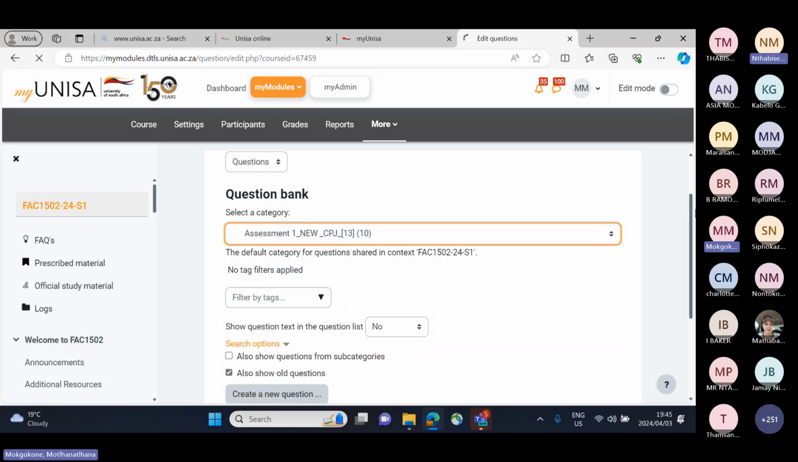But the question must tell you this business is a VAT registered vendor, so that you can account for VAT.